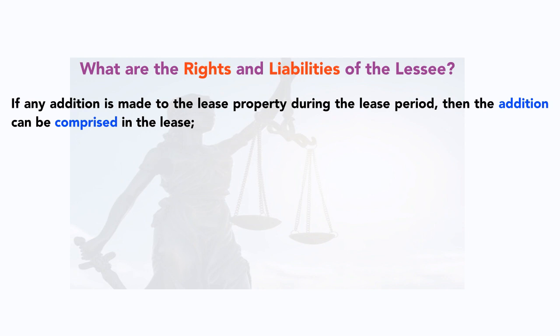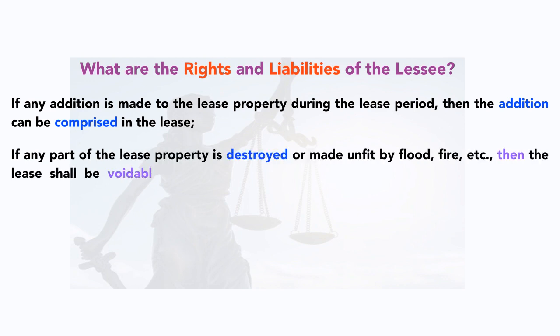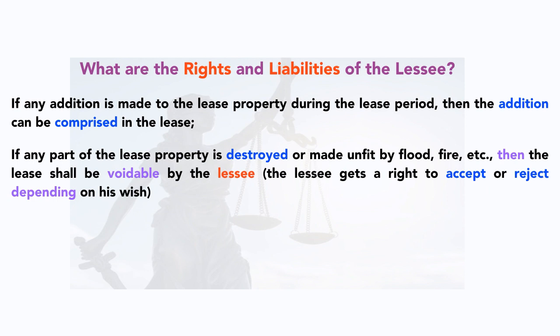The next point is, if any part of the lease property is destroyed or made unfit by flood, fire, etc., then the lease shall be voidable by the lessee. The lessee gets a right to accept or reject depending on his wish. Understand it with an example: if you have taken a property on rent and that property got damaged because of flood or fire or something like that, over which you have no control. It is a disaster of such nature that you don't have any control over.